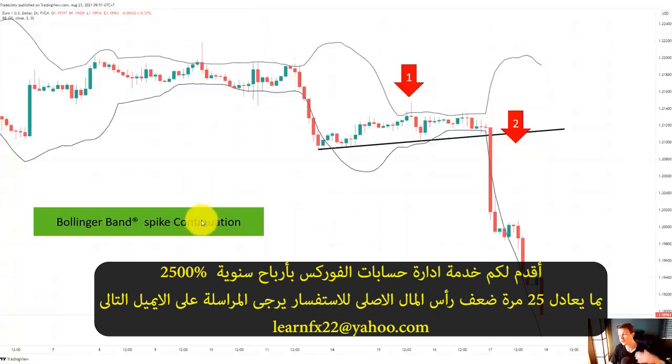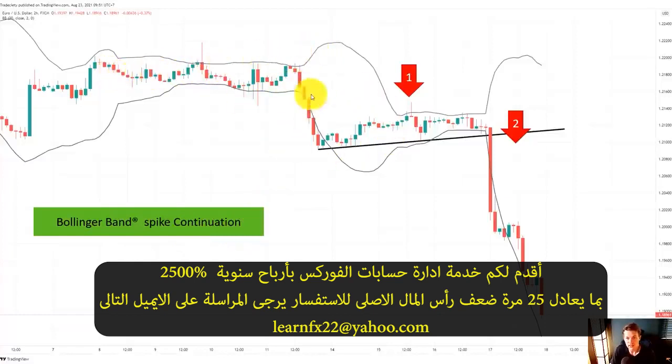Bollinger Band spikes. I've traded Bollinger Band spikes for years and years. There are a few ways you can use them. I have first included a continuation spike strategy, and then later we are also going to take a look at a reversal, which is one of my favorite ones.